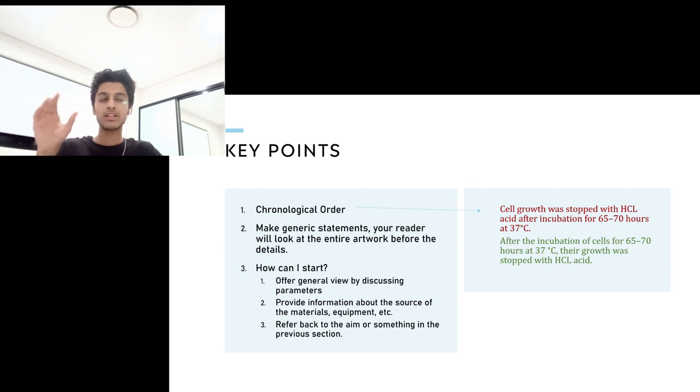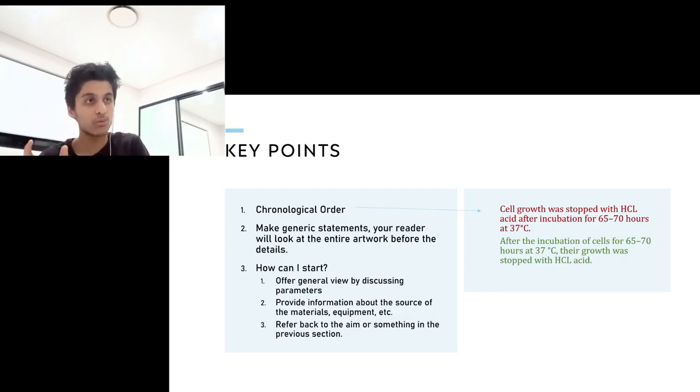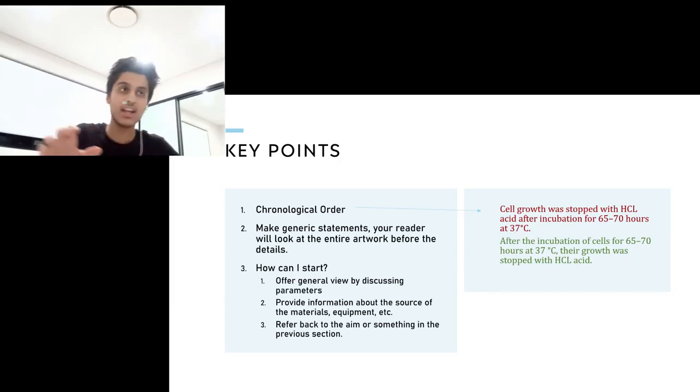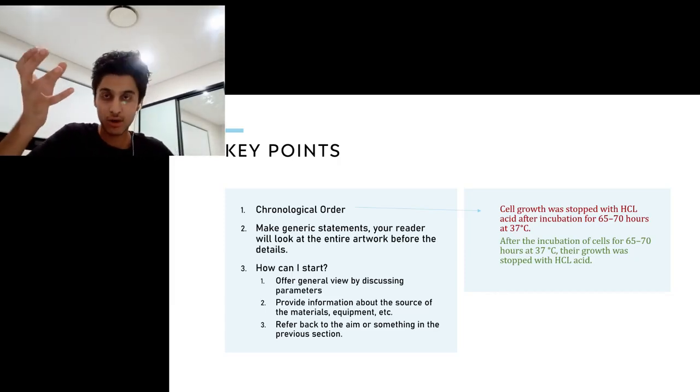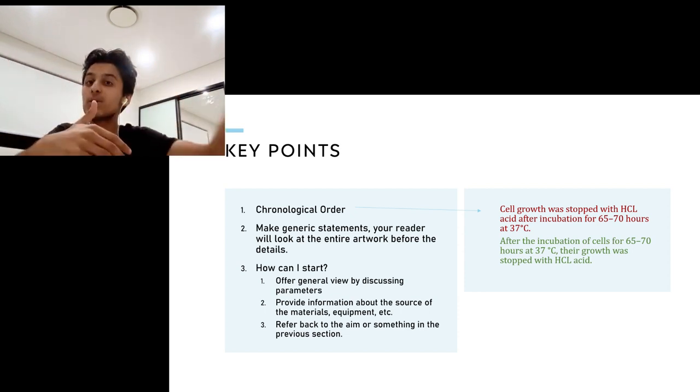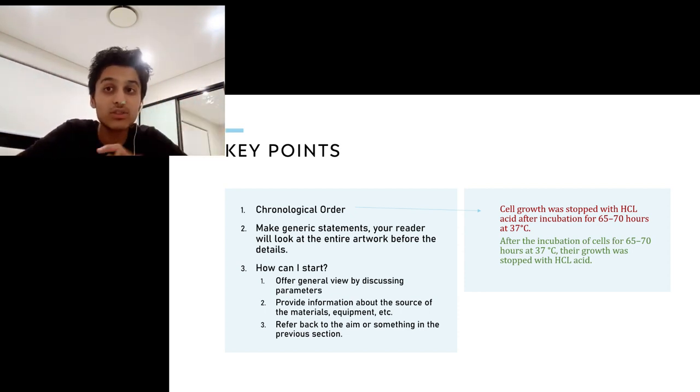So we have 2 examples here. The red one: cell growth was stopped with hydrochloric acid after incubation for 65 to 70 hours at 37 degrees. Now, if someone was skimming this paper, they'd pick up the keywords. They'd think cell growth stopped with hydrochloric acid, and then it was incubated for 65 to 70 hours at 37 degrees. So they think that cell growth was stopped and afterwards it was incubated. However, that's not what happened.